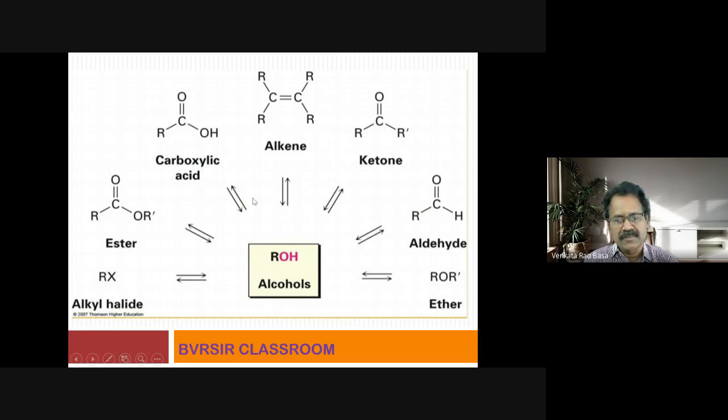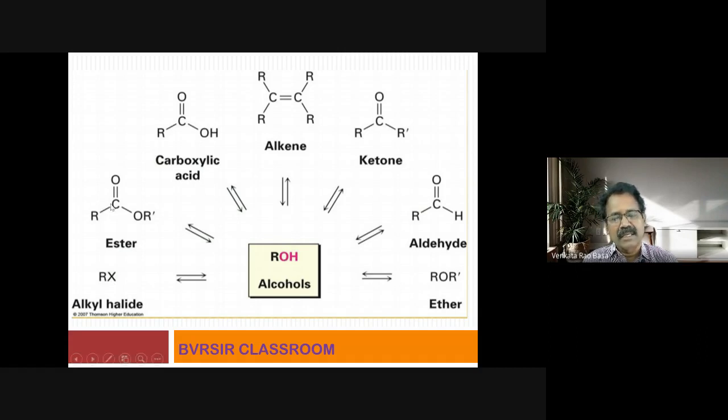You observe this chart. RX is an alkyl halide. Alkyl halide can be converted into alcohol, and alcohol can be converted into alkyl halide. How? We already studied these things. When RX is reacted with dilute alkali like aqueous KOH or NaOH, it gives rise to alcohol. Similarly, this alcohol, when treated with PCl3, PCl5, PBr3, PBr5, SOCl2, etc., gets converted into alkyl halide.